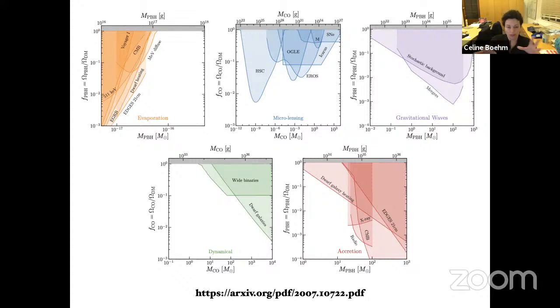So in principle, it doesn't seem like there's much room for primordial black holes, but the argument is if you have plenty of primordial black holes with a mass distribution, so not just one mass, but maybe a range of various sizes, maybe you can actually explain the whole dark matter.